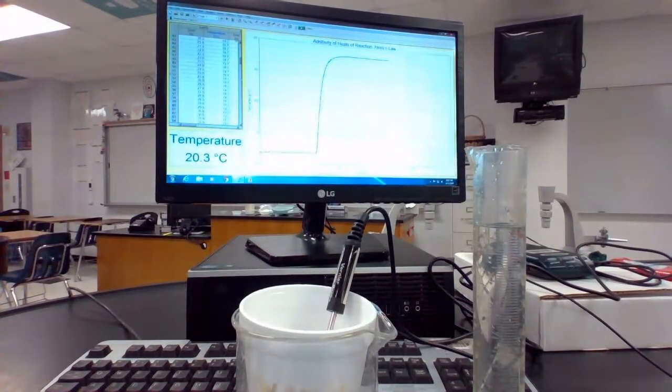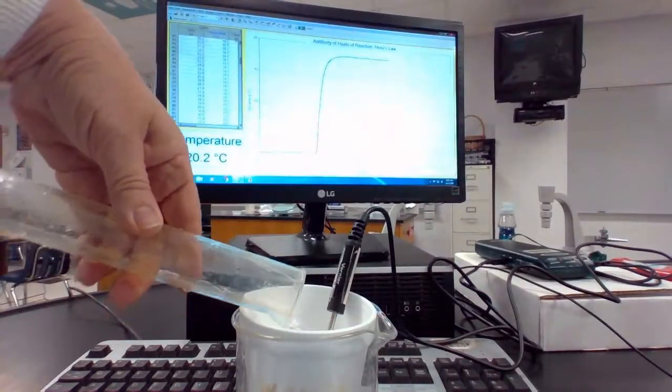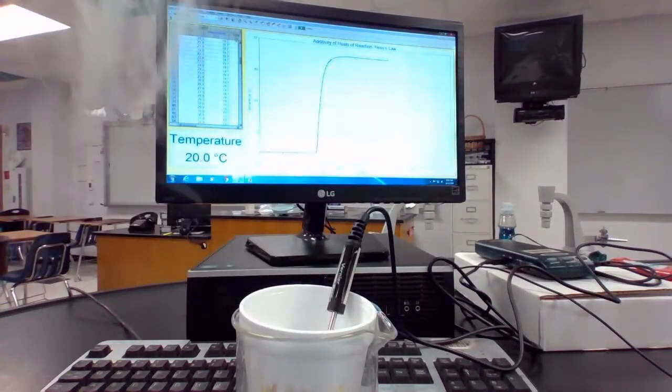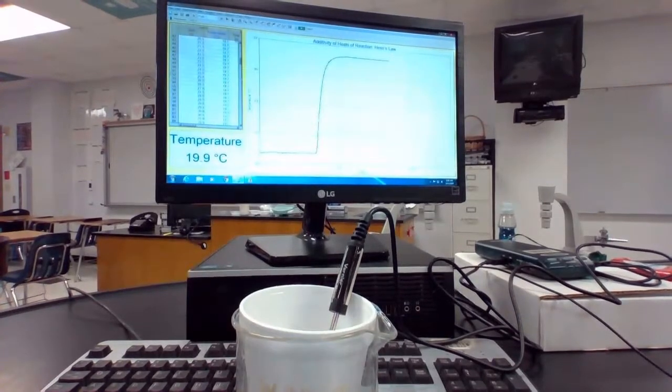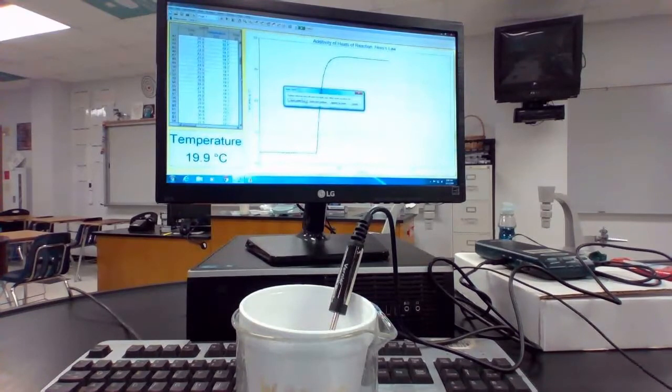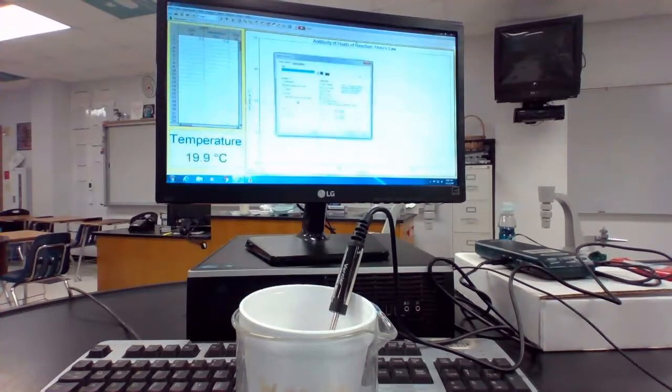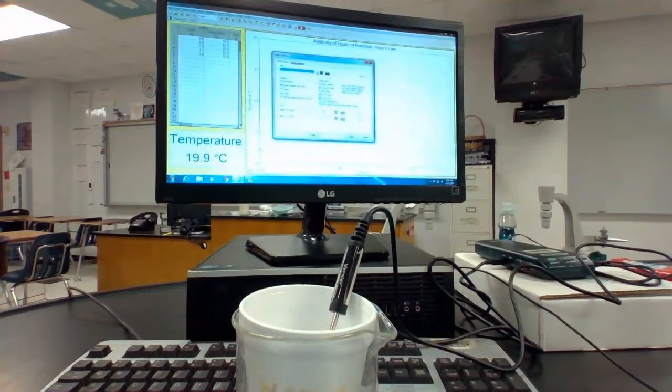Okay, so we're going to move on now to reaction number 3, and this reaction is going to be the reaction between 100 milliliters of hydrochloric acid at the 0.5 molar value. So I'm going to pour that in, and I'm going to let the temperature equilibrate. To that, I'm going to go ahead and start our temperature. Our starting temperature is beginning at 19.9 degrees Celsius. And so we're starting our temperature at 19.9.